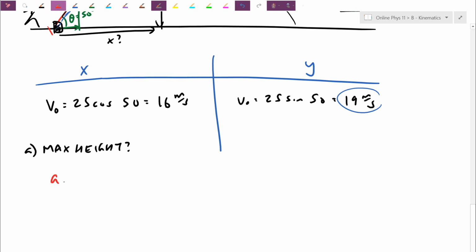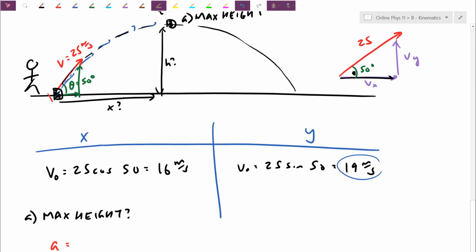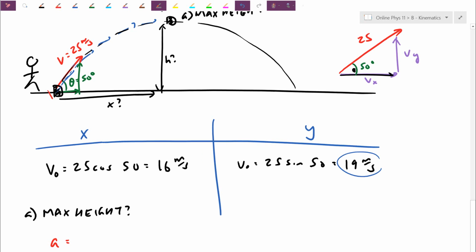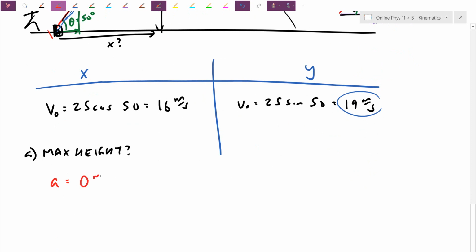What's the acceleration in the x direction? Again, I had to kick this football to get it up to 25. But once it's at 25, I'm not influencing it anymore. This ball is just flying through the air. Just for simplicity, we're going to say again, no air resistance. Acceleration is 0, just like your meatball style question.